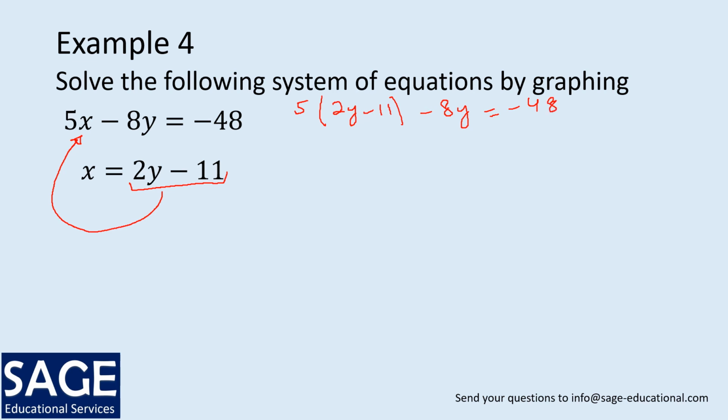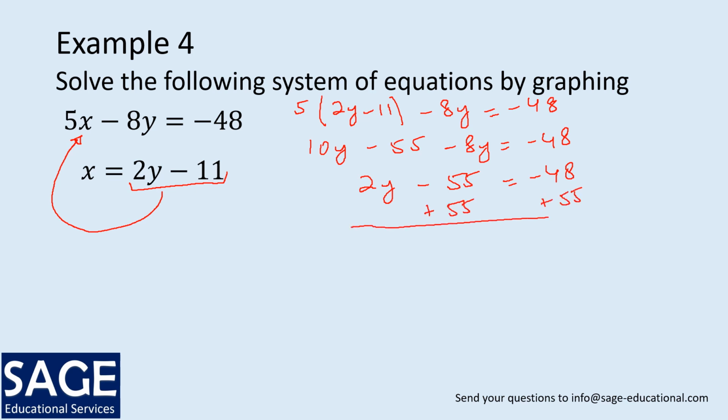And then I use the distributive property. So 10y minus 55 minus 8y equals negative 48. Then I can combine the 10y and negative 8y to give me 2y minus 55 equals negative 48. And then I can add the 55 to both sides. So adding 55 to both sides gives me 2y is equal to 7. Divide both sides by 2 gives me y is equal to 7/2.